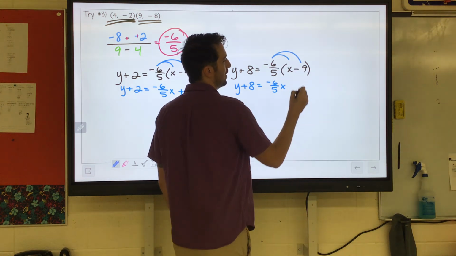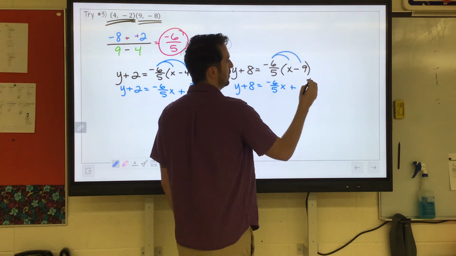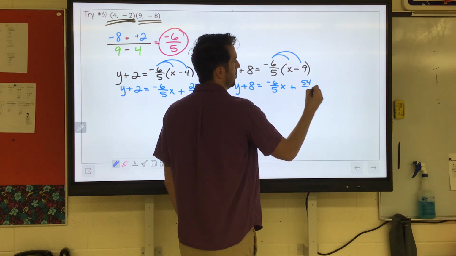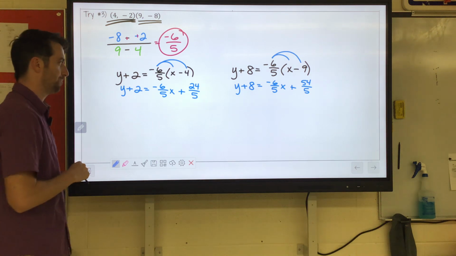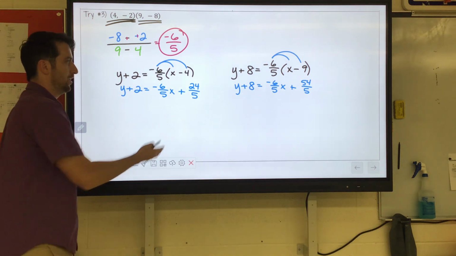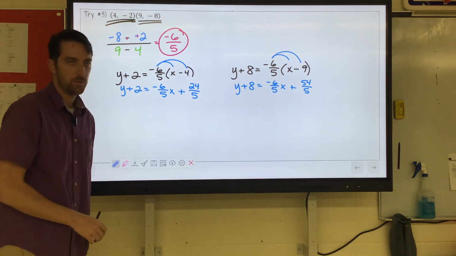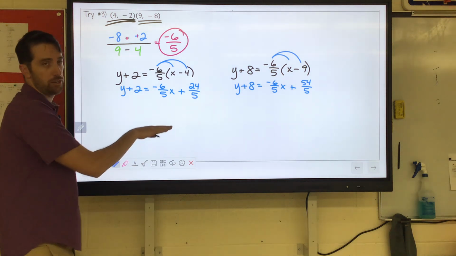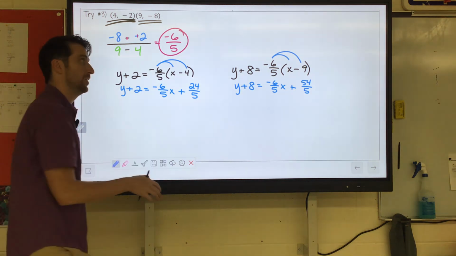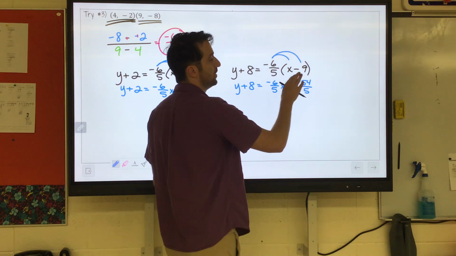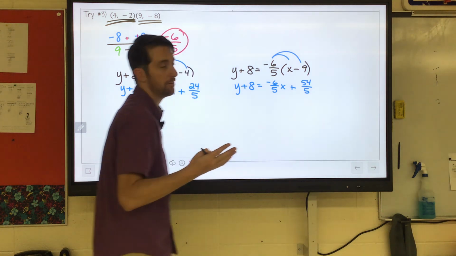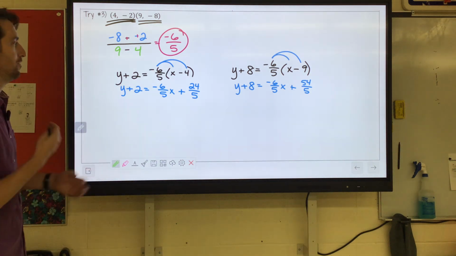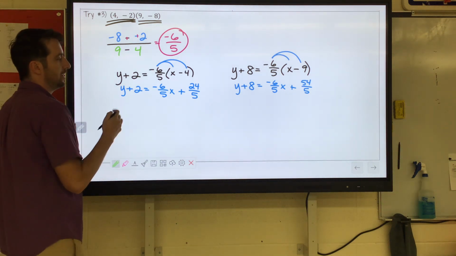Here again, negative times negative is positive. 9 times 6 is 54 fifths. Now, feel free to turn those into a decimal. 24 over 5 would be 4.8, and then you can subtract the 2, 2.8. Here, 54 divided by 5 is 10.8. Subtract the 8, 2.8. Same thing. But let's try it without doing that. Let's multiply and clear out the fractions.